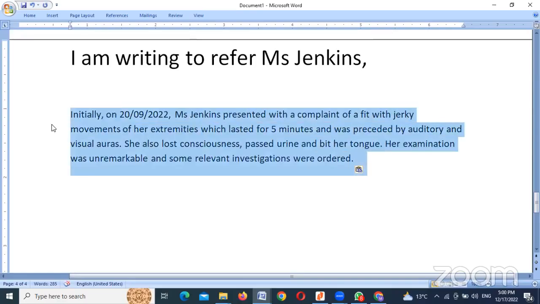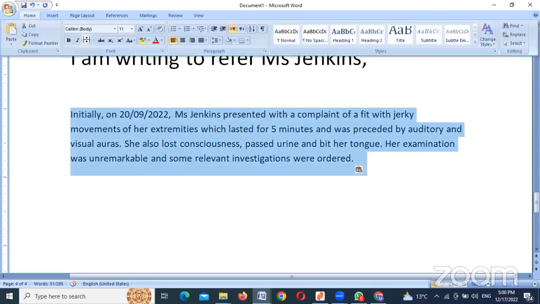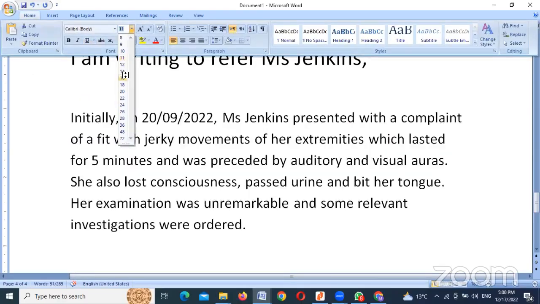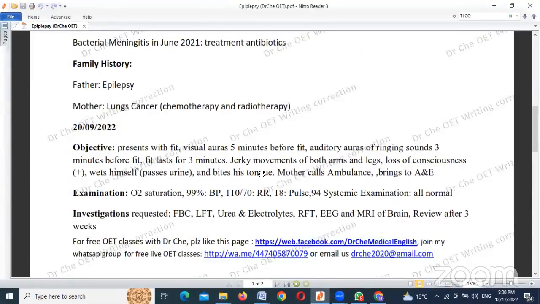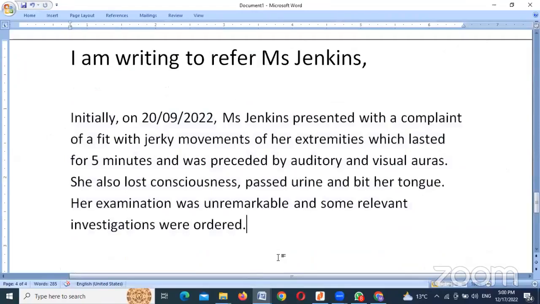So this is the organization. You need to be careful about the organization. Organization is not only how to organize the paragraph, organization is within the paragraph also. So what mostly the nurses will do, they will write like this. Patient presented with this and this and this and this. So they will just copy and paste all the things here. But this is not how we write the medical history, okay?